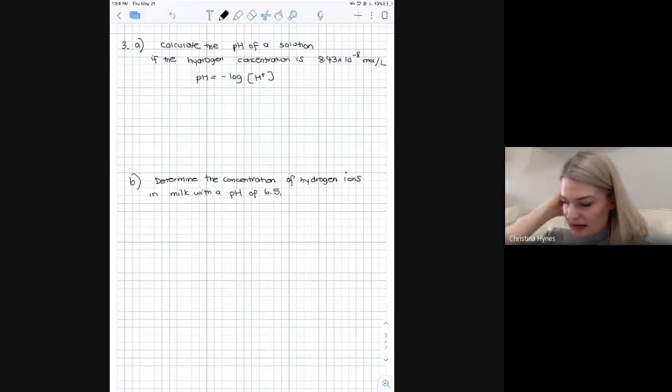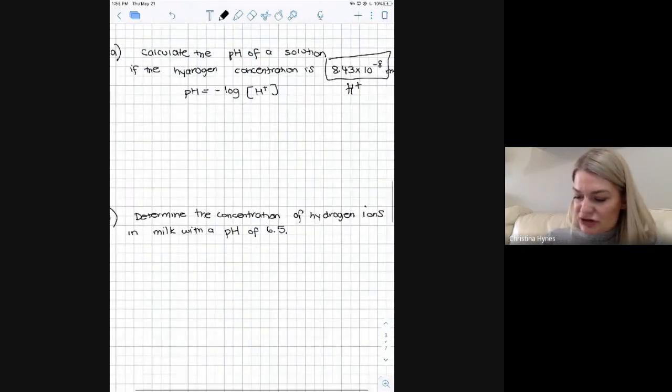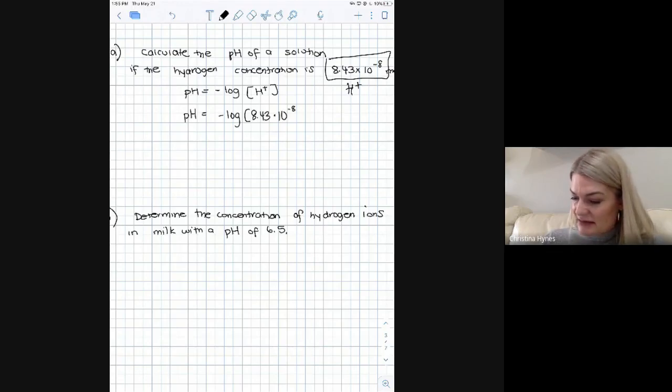Question number 3. So they're giving you the equation in your actual notes. All you have to do is put the numbers in the right spots and then solve for the missing element. So in this case, when they give you this number right here, and they're even telling you that it's concentration, this is your H plus number. Okay, so what you're going to do is put pH is equal to negative log, and then in brackets, you're going to put 8.43 times 10 to the power of negative 8 in brackets.